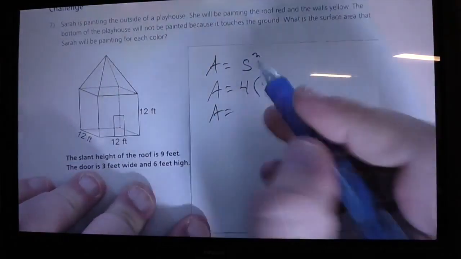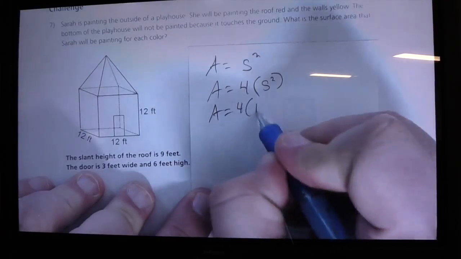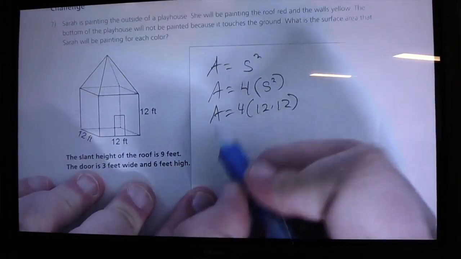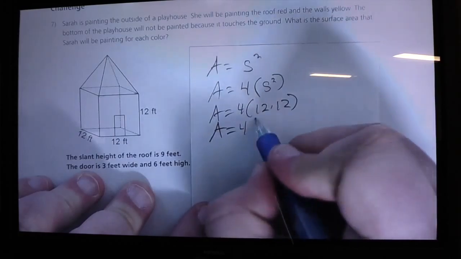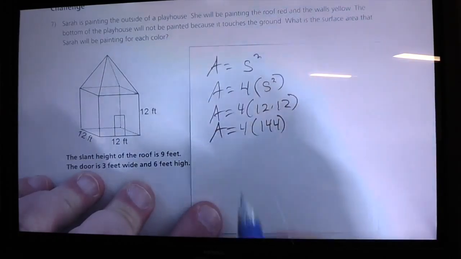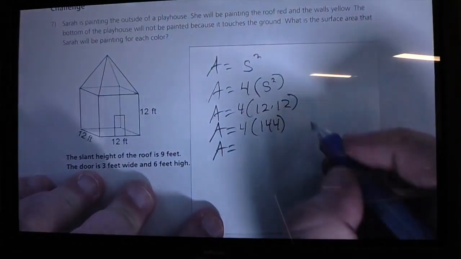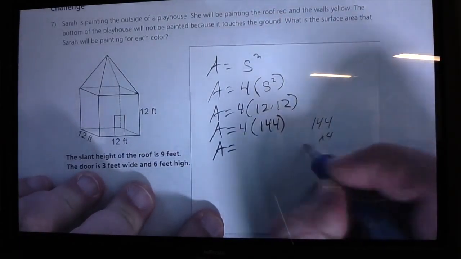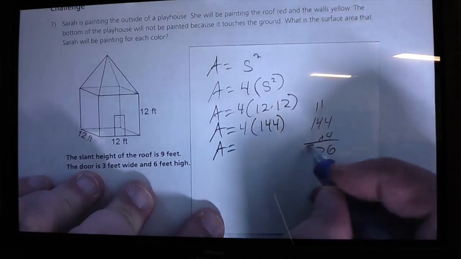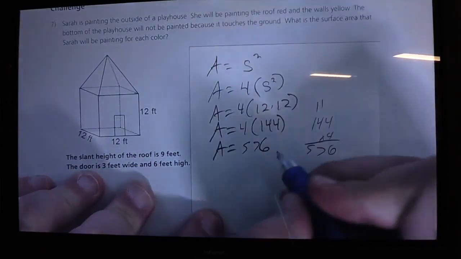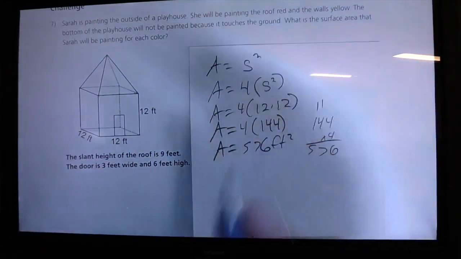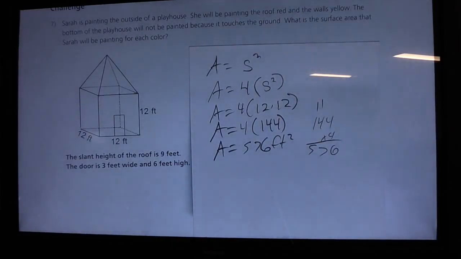So area equals 12 times 12. Area equals 144. Now I have to times it by 4. Area equals, well, 144 times 4, 576 feet square. But let me ask my students, am I done?